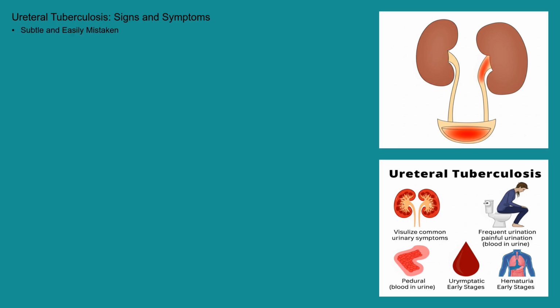The signs and symptoms of ureteral tuberculosis can be subtle and easily mistaken for other urinary tract conditions. Common symptoms include flank pain, which is pain in the side of the body between the ribs and hip, frequent urination, urgency to urinate, and dysuria, which is painful urination. Hematuria, or blood in the urine, may also be present. In some cases, patients may experience symptoms related to the underlying pulmonary TB infection, such as cough, fever, and weight loss. It's important to note that some individuals may be asymptomatic in the early stages of the disease.